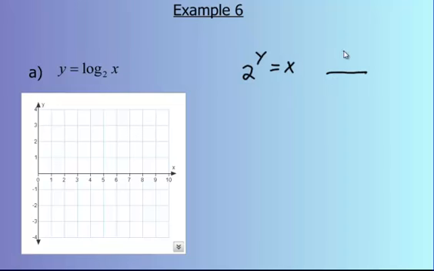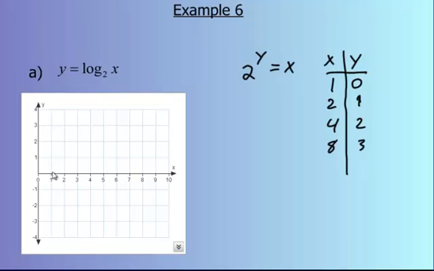And then I'm going to build a table. What I'm going to do now is work this kind of backwards. I'm going to substitute values in for y and figure out what x is. So when y is 0, well, 2 to the 0th power is 1, so x would be 1. Then I would substitute a number like 1 for y, so 2 to the first power is 2. Then 2 to the 2nd power is 4, and so forth. If I substitute 3, that's going to give me 8. And then I would just plot those points.